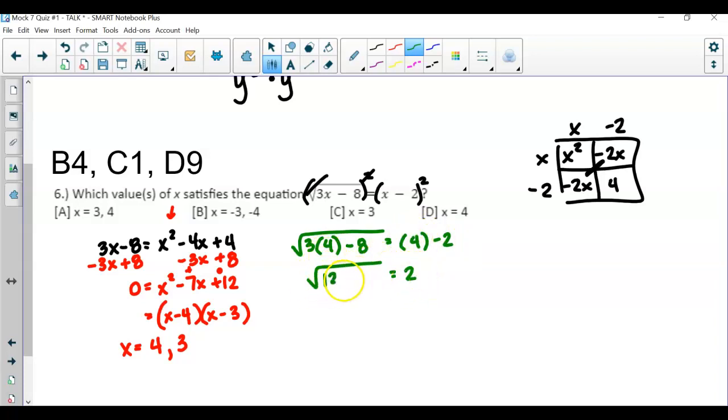Now here I've got 12 minus 8, which is the square root of 4, and the square root of 4 is 2. So far, 4 is a solution. So now let's check if 3 is also a solution.